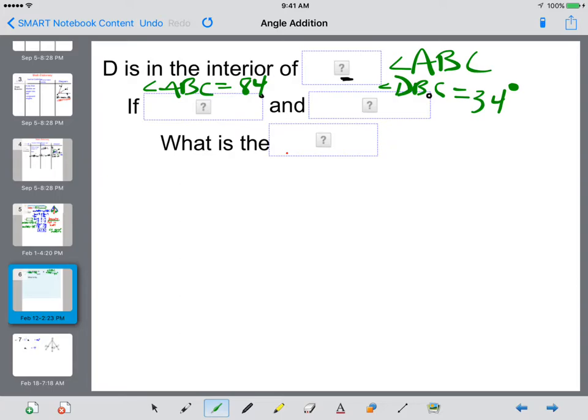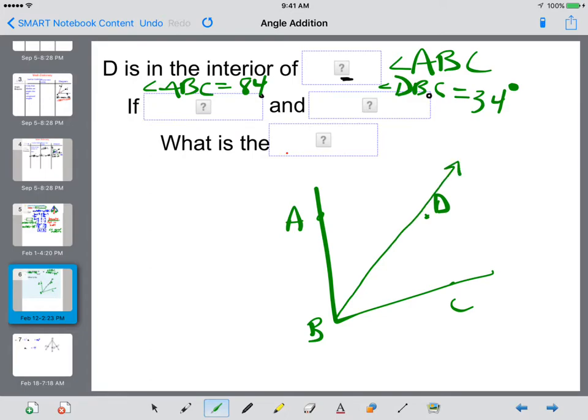I'll have to draw this out. So D is in the interior. So here's D. It's in the inside of angle ABC. So we have A. Oops. A does not go there. Remember, the middle letter goes there. So we have A, B, C. And we've got D in the interior. So we've got this ray that goes through it. So it says if ABC, DBC, we are looking for the measure of angle ABD.